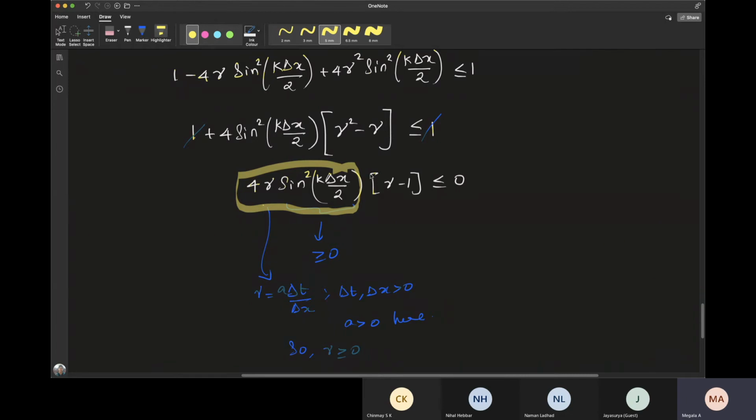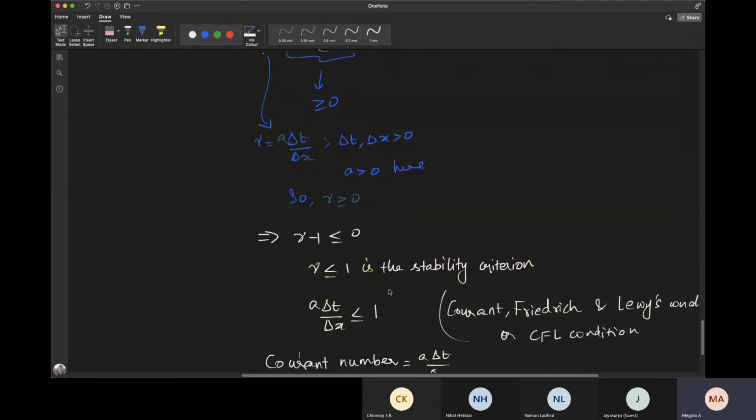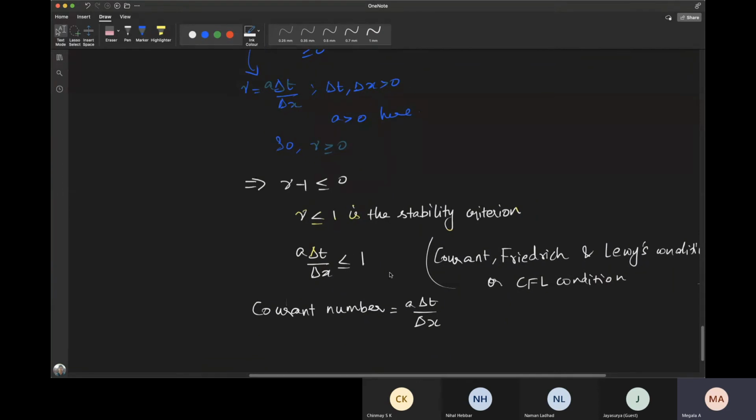So in order for this whole term to be less than or equal to 0, we require nu minus 1 to be less than or equal to 0. So nu less than or equal to 1 is the stability criterion. We have nu as a delta t by delta x, right? So we have a delta t by delta x less than or equal to 1. This is our stability condition.